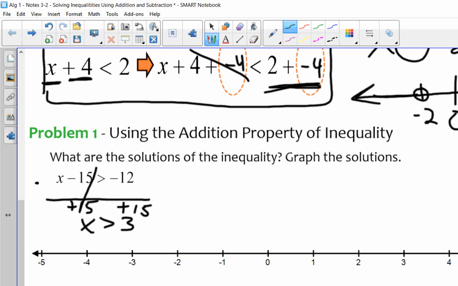Okay. So I'm going to graph this now. I'm going to find 3. So you're going to write a 3 on your number line. I'm going to put an open circle because it's just greater than. It's not equal to. And greater than points to the right. So I'm going to draw my arrow to the right. Okay. Hopefully that's not too tough. You've been doing stuff like that before. There's a different symbol in there, but the rules have stayed the same. And then I just got to graph it correctly.